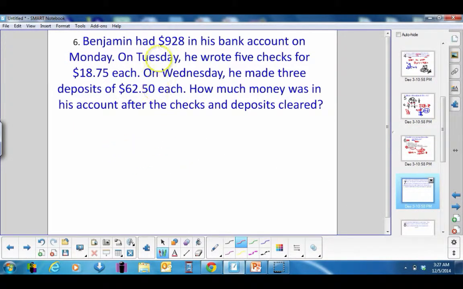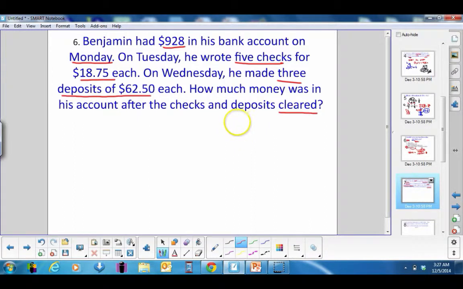Number 6. Benjamin had $928 in his bank account on Monday. On Tuesday, he wrote 5 checks for $18.75 each. On Wednesday, he made 3 deposits of $62.50 each. How much money was in his account after the checks and deposits cleared? Okay. Cleared just means that all the transactions were completed.